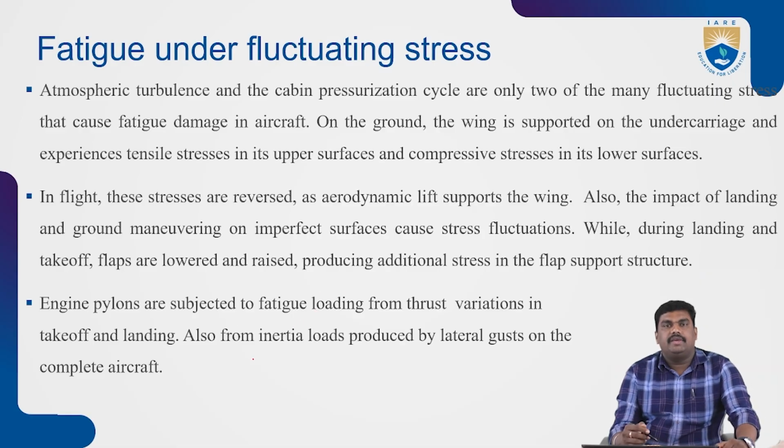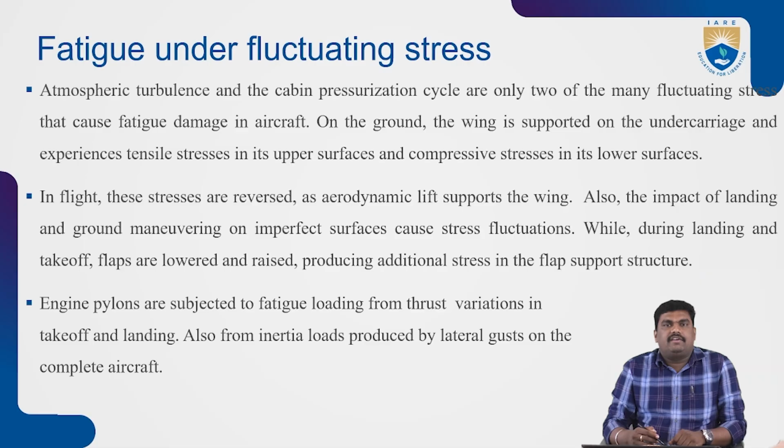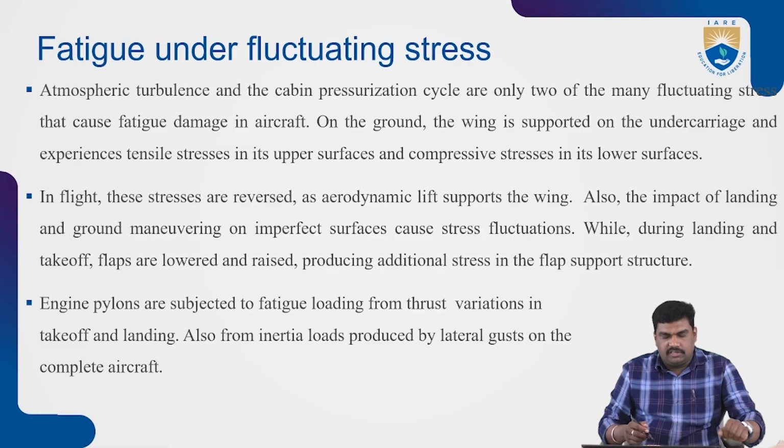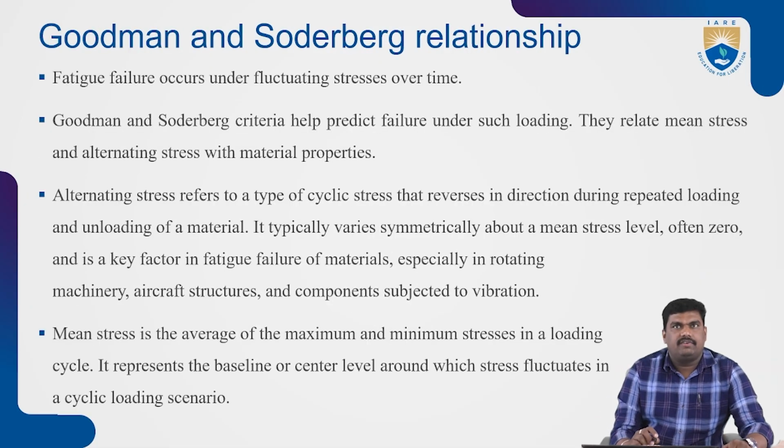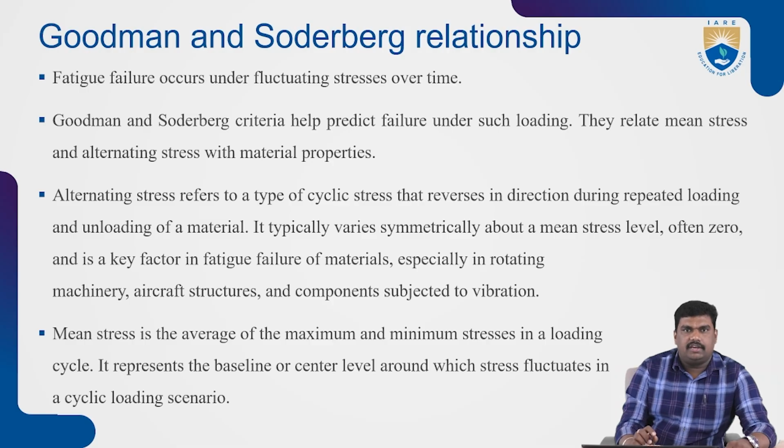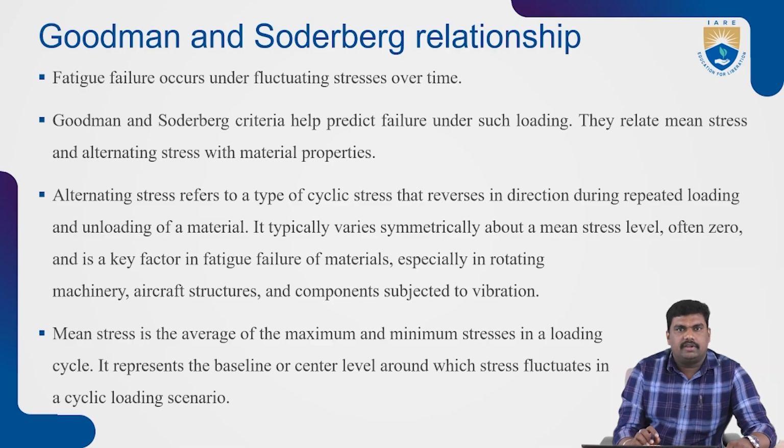So these are only some basic conditions in which the aircraft will be experiencing fluctuating stresses. Fatigue failure occurs under fluctuating stresses over time. Goodman and Soderberg criteria help predict failure under such loading. When you have more fluctuating stresses, the Goodman and Soderberg equations or lines give a way to predict the failure. They relate mean stress and alternating stress, that is your stress amplitude, with material properties.